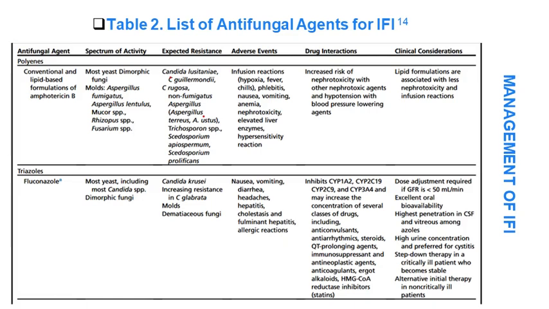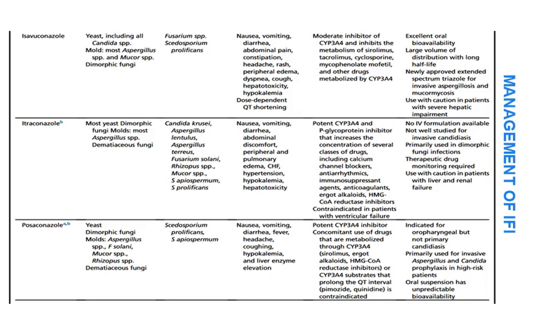The first one is fluconazole. It is active against most Candida species except Candida glabrata and Candida krusei. It has proven efficacy for invasive candidiasis in the intensive care unit. It can be taken both intravenous and oral. Finally, it has a good safety profile and a low cost.